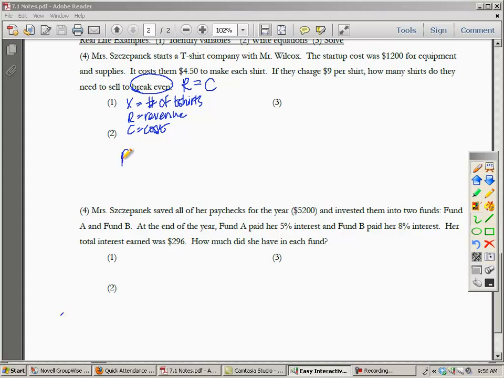Okay, so let's talk about the two things that I'm talking about, revenue and cost. If I look at my revenue, how much am I making? I'm making $9 per shirt. How much is it costing me? It's costing me $4.50 per shirt plus the initial startup fee of $1,200. So how do I determine if they break even? I go back to the idea that my revenue has to equal my cost. So 9x has to equal $4.50 times x plus $1,200, and I start going through and solving.